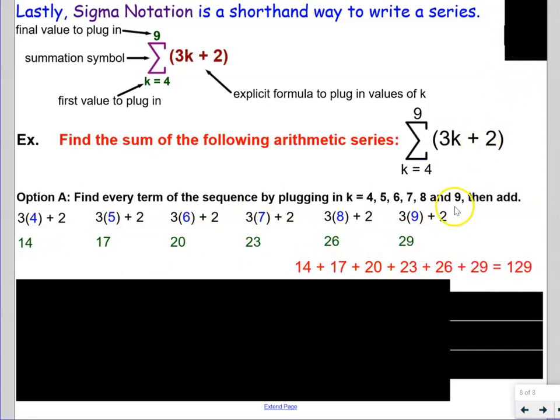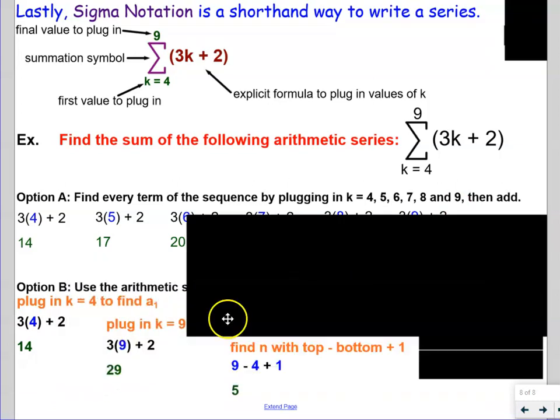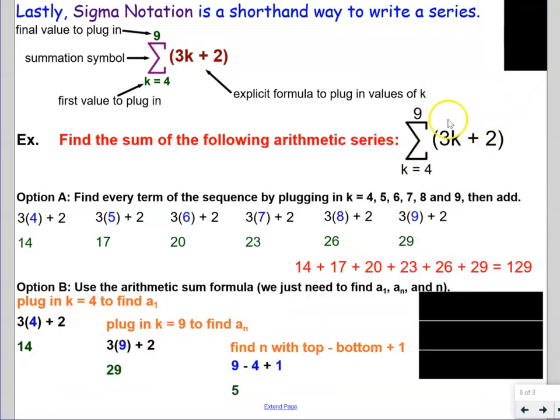Now again, that's usually not going to be helpful because this is too short of a problem. It's going to be a lot longer. So do this formula. Here's the full way of doing it. It's actually faster. You can use that sum formula. And to use the formula, you just need 3 things: the first term, the last term, and the number of terms. To find the first term, plug in k equals 4 to get 14. To find the last term, plug in k as 9 to get 29. I don't care about these middle numbers.